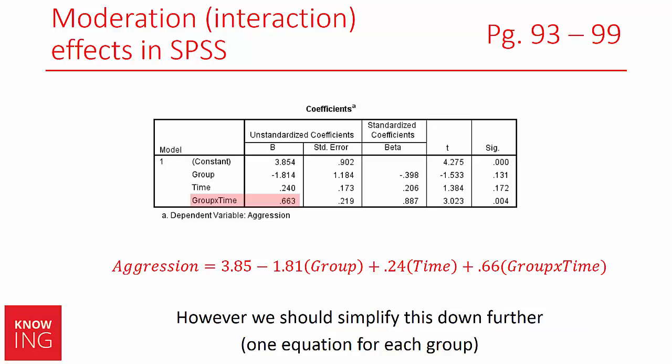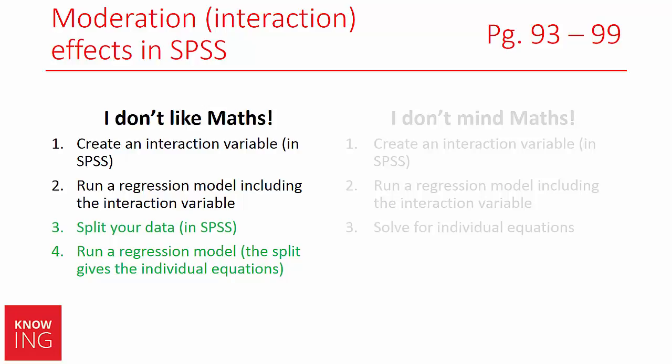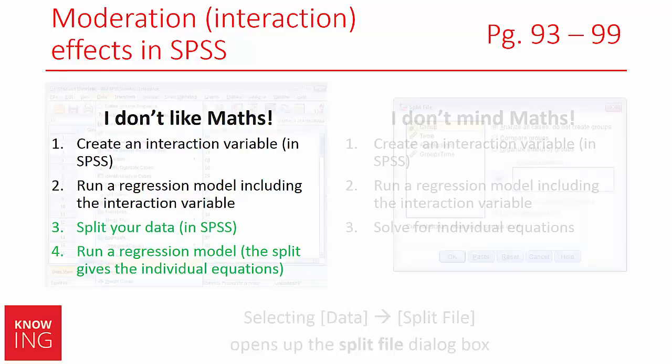However, what we should do is simplify this down further. The fact that we have a dichotomous grouping variable technically means we should break it down to have a separate equation, one for each of the groups. Now this is where the steps start to differentiate. For those of you who don't like mathematics, we're going to show you how to do this in SPSS now. It does require an extra few steps, and then I'll show you the slightly quicker way for those of you who are comfortable with mathematics. So this particular method, we need to split our data and then run another model and interpret the individual equations. Let's see how this is done.